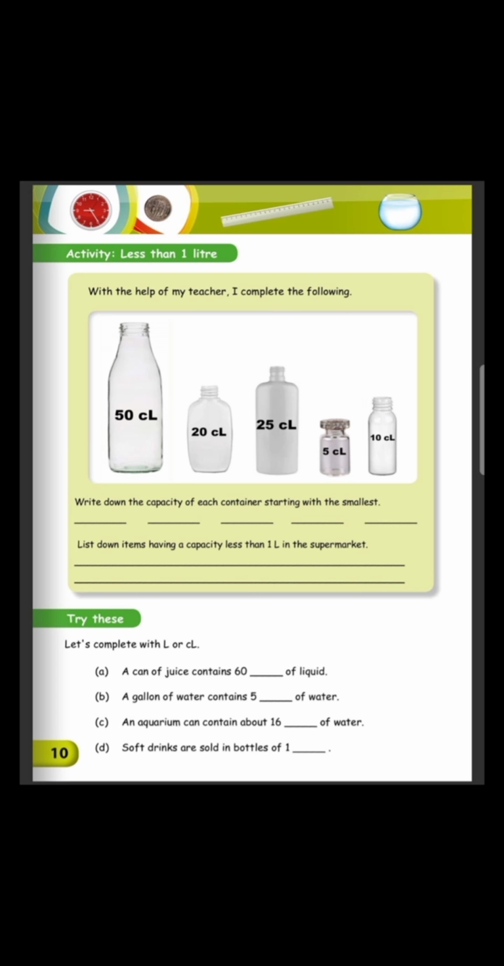Now we are left with 50 centiliters and 25 centiliters. Which one is the smallest? The container, which one is smaller between the two? Yes, the 25 centiliter container. So 25 centiliters is smaller than 50 centiliters. Next, we should write 25 centiliters. And lastly, we are left with 50 centiliters. So you write down 50 centiliters.